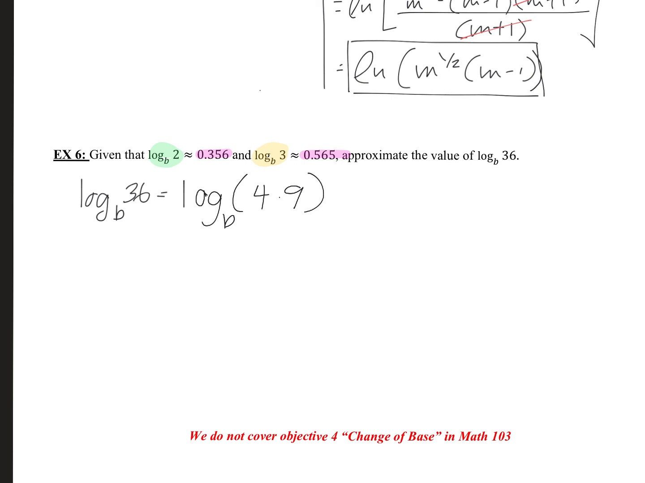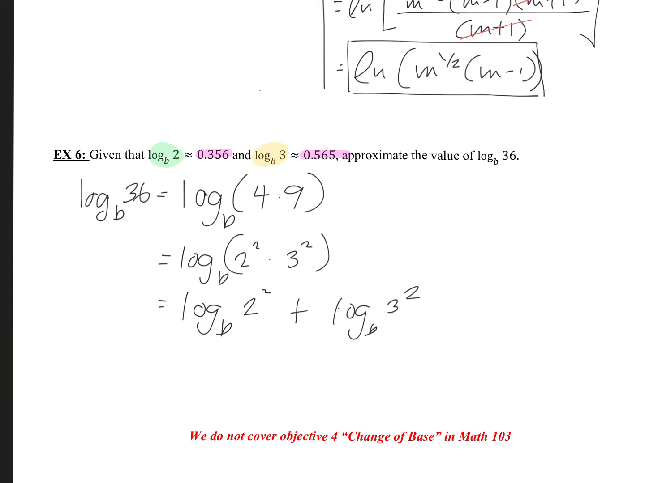But I know I can change 4 and 9 into 2 and 3. So this will be log base b of 2 squared times 3 squared. Hey, what do you know? I have the 2's and 3's going on. Then I'll go ahead and use the product rule and split this: log base b of 2 to the 2nd power plus log base b of 3 squared. Sorry for the handwriting, using my finger. Then I'm going to bring those exponents out front using the power rule. So this will be 2 log base b of 2 plus 2 log base b of 3.